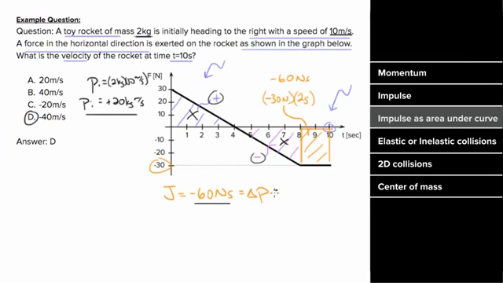Or in other words, since the change in momentum would have to be the final momentum minus the initial momentum, which was positive 20, we could find the final momentum by adding 20 to both sides, which would give us negative 60 plus 20, which is negative 40.